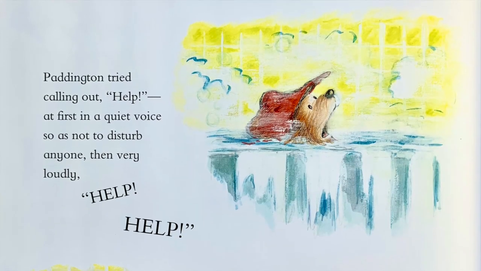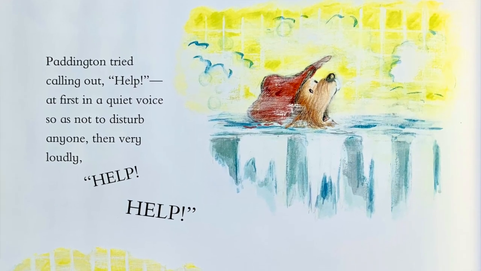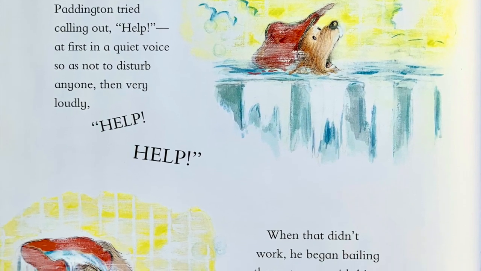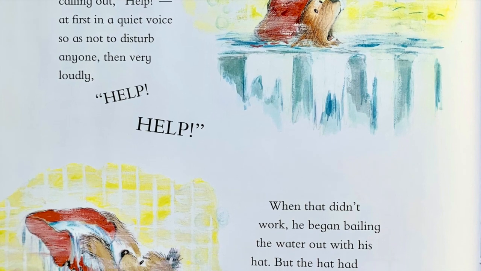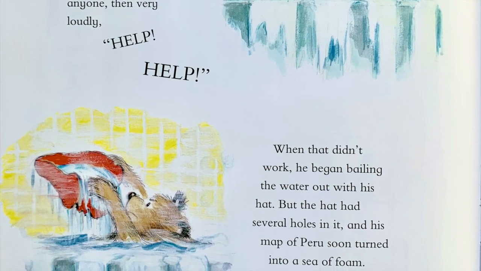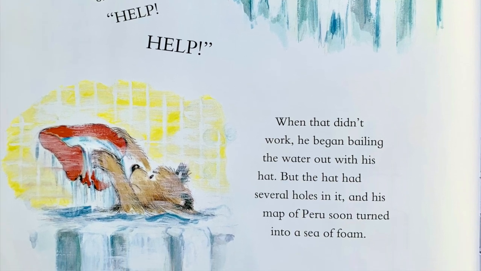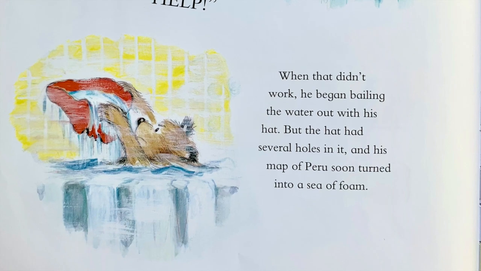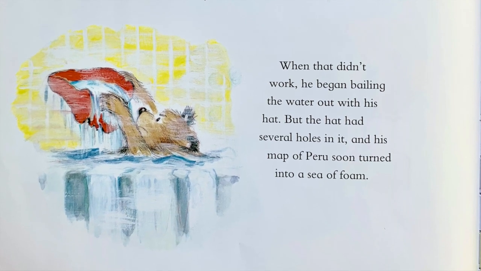Paddington tried calling out, "Help!" at first in a quiet voice so as not to disturb anyone, and then very loudly, "Help! Help!" When that didn't work, he began bailing the water out with his hat. But the hat had several holes in it, and his map of Peru soon turned into a sea of foam.